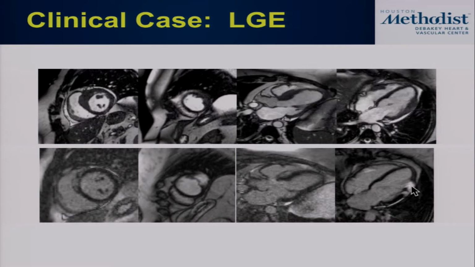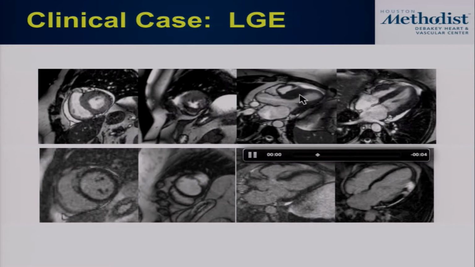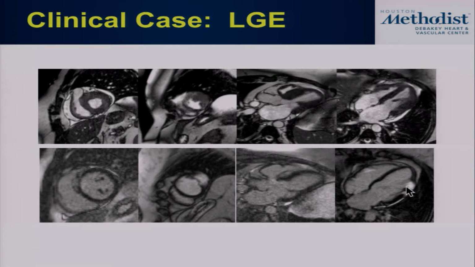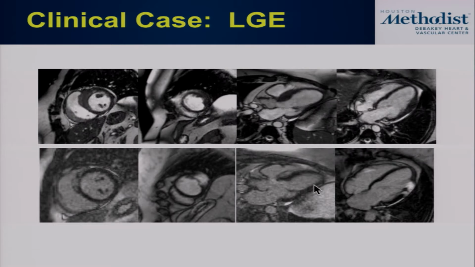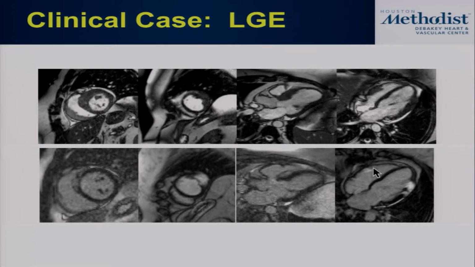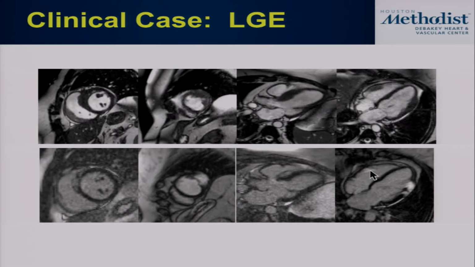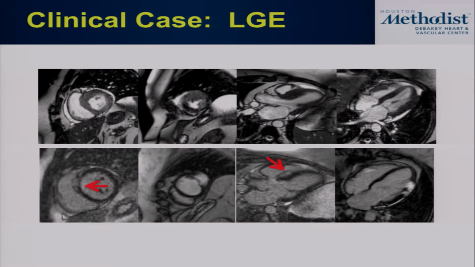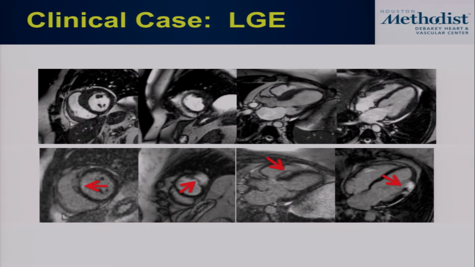You see areas, and interestingly, it corresponds to the areas where you saw increased wall thickness, right? You actually see hyperenhancement in the septum, in the lateral wall, and in fact, even in this basal RV free wall as well. You see areas of late gadolinium enhancement. And I've got the arrows there to make it even easier to tell.